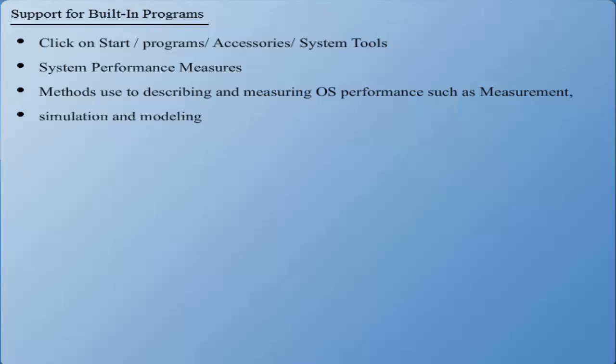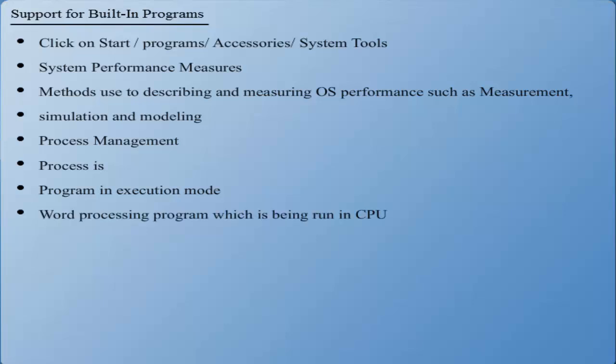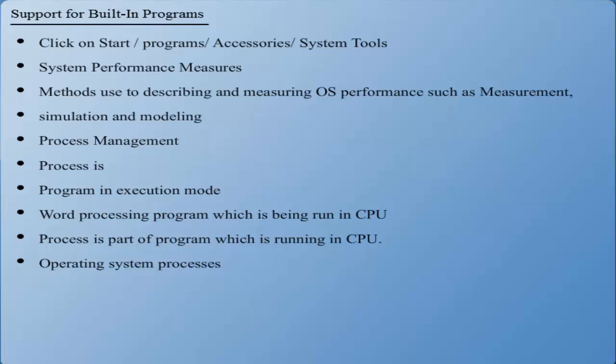Process management. The term process can be defined in many different ways, such as a program in execution mode is called a process, a word processing program which is being run in CPU. Basically, a program is not a process but part of program which is running in CPU and is called a process. Some of these processes are referred to as operating system processes, and some of these processes are referred to as user processes that execute user code.